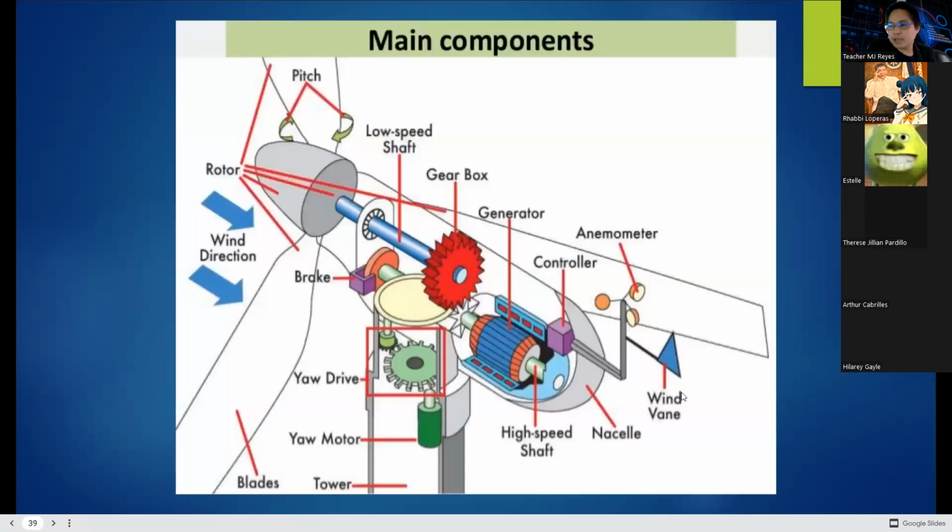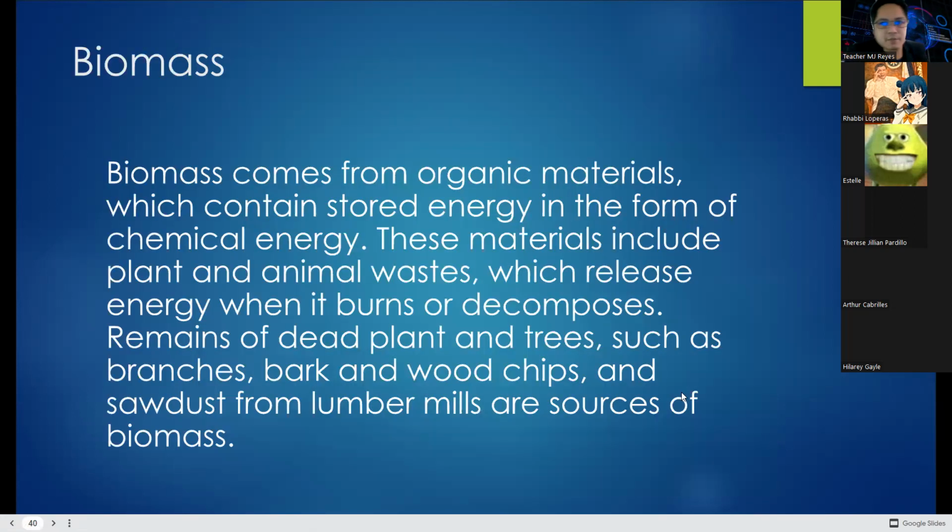That's the second of the renewable sources of energy. How about biomass? Biomass comes from organic materials which contain stored energy in the form of chemical energy. These materials include plant and animal wastes, which release energy when they burn or decompose. Remains of dead plants and trees, such as branches, bark, wood chips, and sawdust from the lumber mills, are sources of biomass.